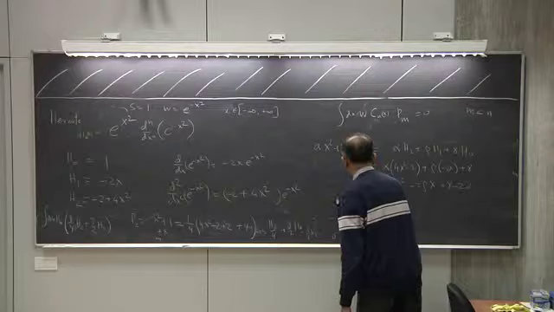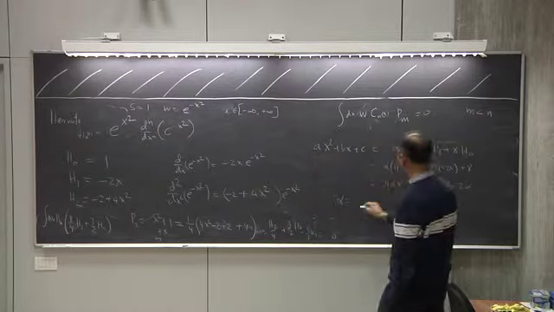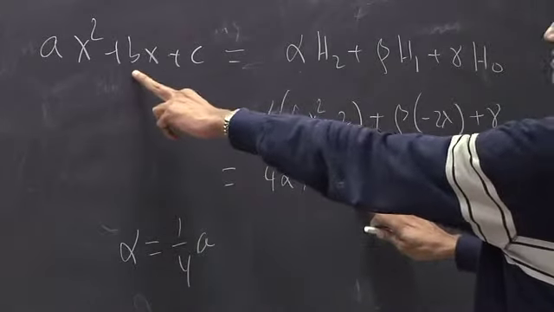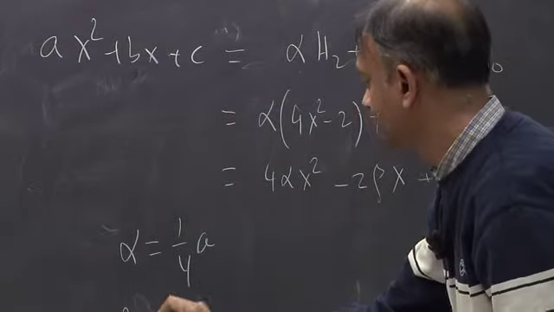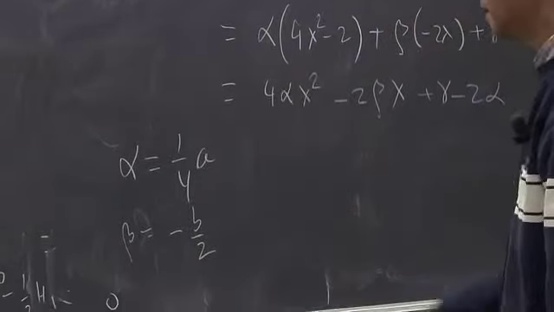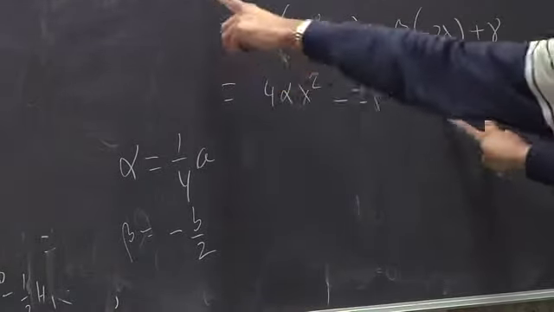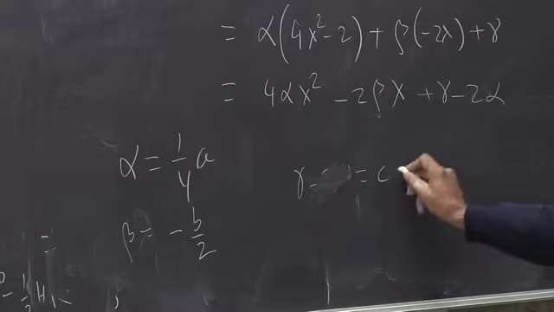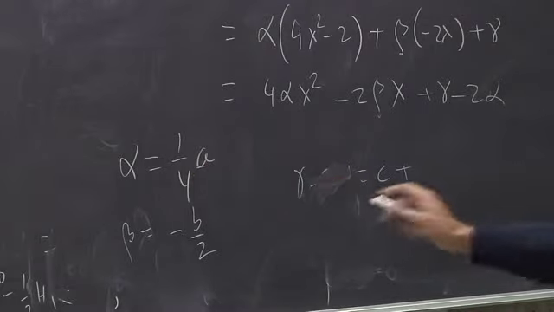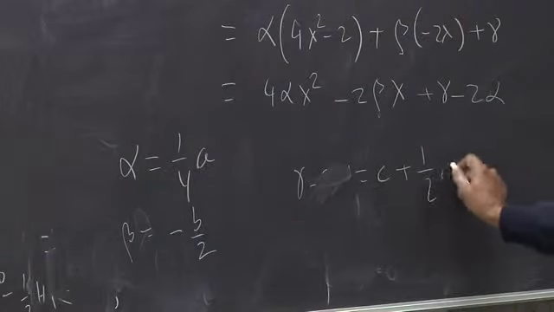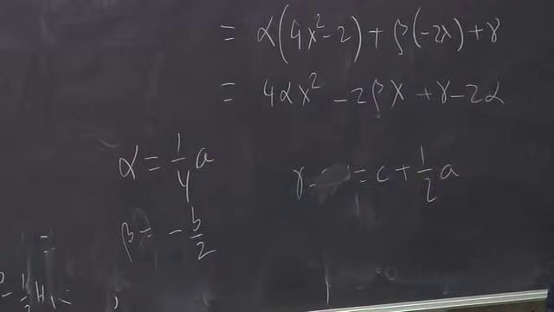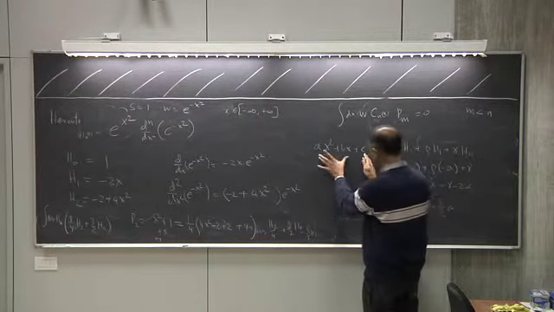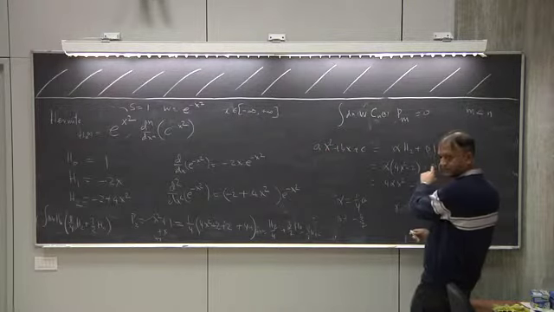So this gives you a equal to 4 alpha, which means alpha is 1/4 a. Okay. Then minus 2 beta is equal to b. So beta is minus b over 2. Okay. And finally, gamma minus 2 alpha equal to c. So gamma is c plus 2 alpha, but alpha is that, so 2 times that, which is 1/2 of a. Right. So you see, once you specify a polynomial, which means you are giving a, b, c, I can determine alpha, beta, gamma here. Right.